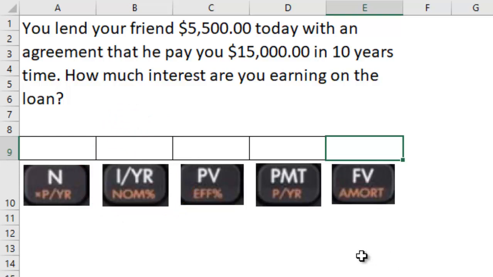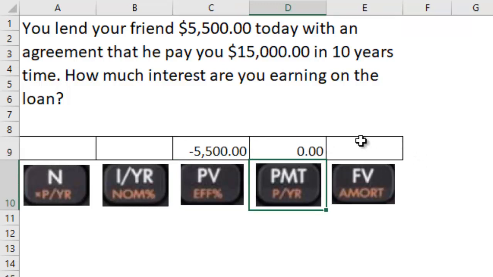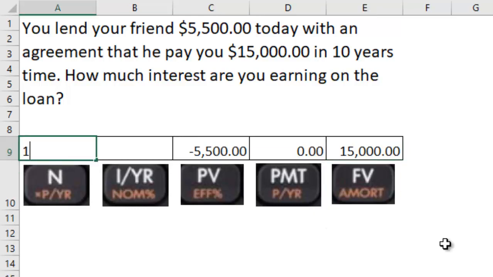You lend your friend $5,500, so you are making the payment out. Minus 5,500. Are you paying him anything else during the other years? No. You are expecting to receive. If you receive, it's a positive. So 15,000 future value. We know it's 10 years. So what is our interest rate?